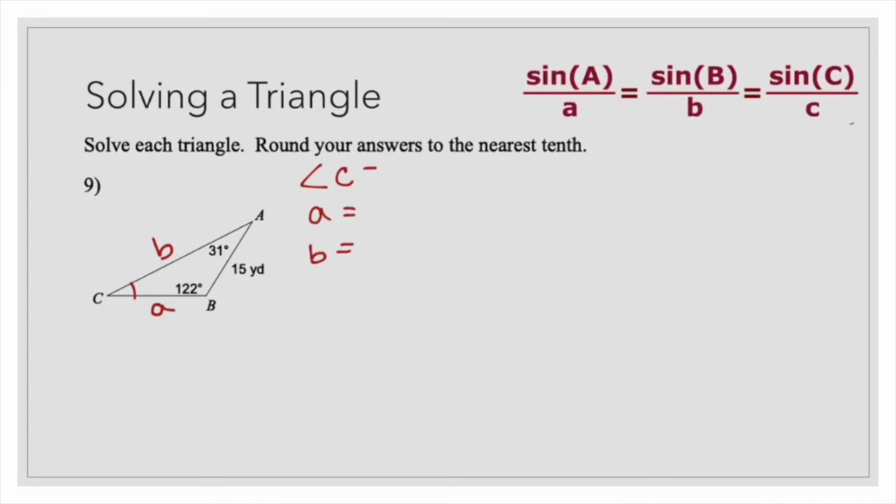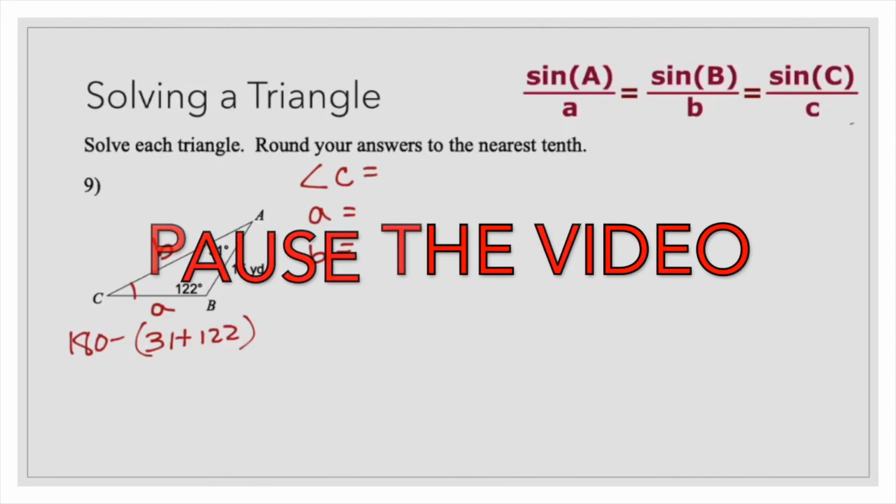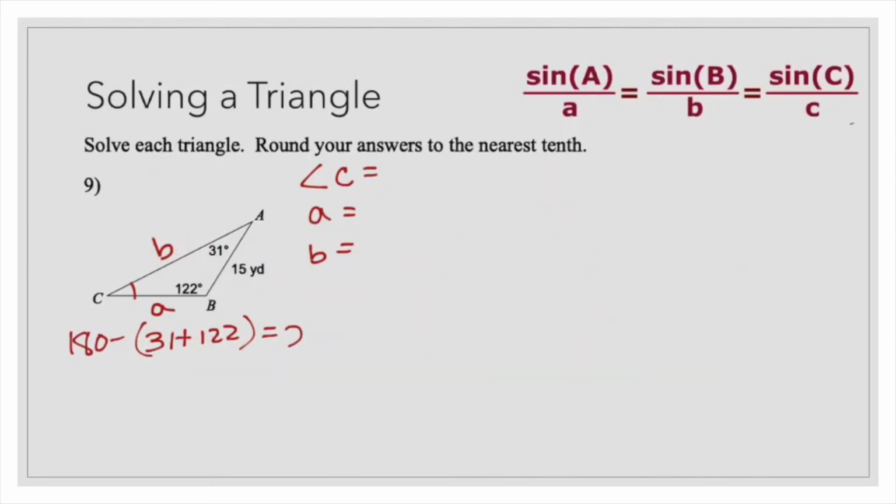I might not be able to do it in this order. I might have to do it in different orders depending on what information is given, but I'm going to write it like this. I think finding angle C is the easiest because they add up to be 180 degrees. So I add these two, and then I take those and subtract them from 180. Go ahead and do that. I got 27. I'm going to write that in right over here.